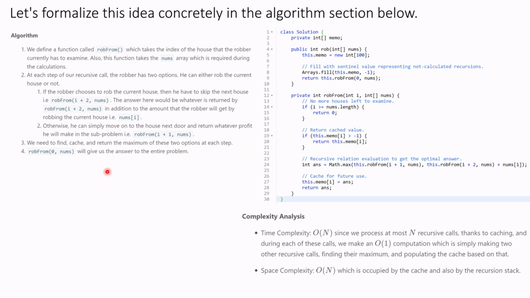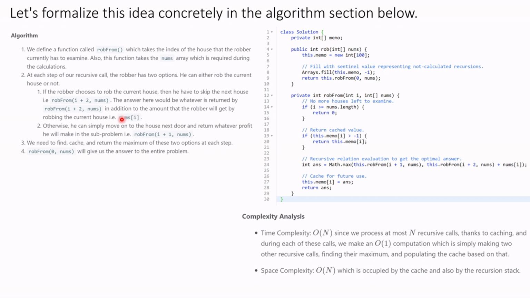Now let's formalize the idea concretely in the algorithm section. We have to define a function, the rob function, which takes the index of the house that the robber currently has to examine, and also takes the nums array, which is required during the calculations. At each step of the recursive call, the robber has two options. He can either rob the house or not. If the robber chooses to rob the house, he has to skip the next house by going to i plus 2. So the answer here would be whatever is returned by rob from i plus 2, in addition to the amount the robber will get by robbing the current house, nums of i.